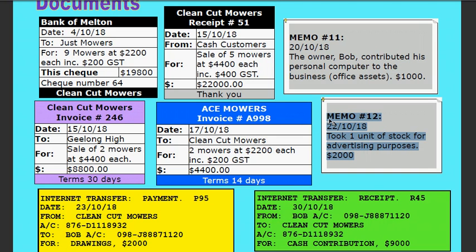There's another memo here recording an unusual transaction, that is taking stock out of the business to be used for advertising or promotional purposes, for example at an expo or some sort of trade fair. And these last two are examples of internet transfer documents. The yellow one is a payment showing $2,000 has been transferred from the business's bank account, Clean Cut Mowers, to the owner's personal account, drawings $2,000. And this one's a receipt showing that cash $9,000 has been contributed by the owner, Bob, to the business's account, Clean Cut Mowers. So these are all examples of common business documents recording financial transactions.